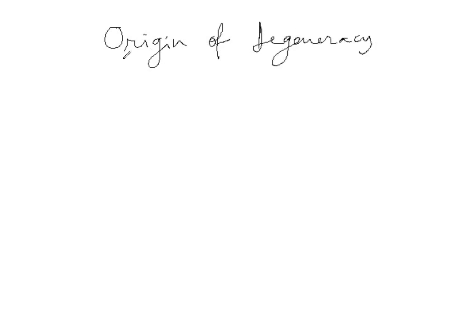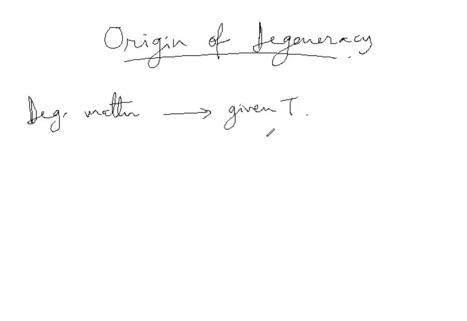Okay, today I am going to talk about the origin of degeneracy. It's a very interesting concept. Now, when do we talk about degenerate matter? Of course, for a given temperature, we talk about degenerate matter only when the density is very high.